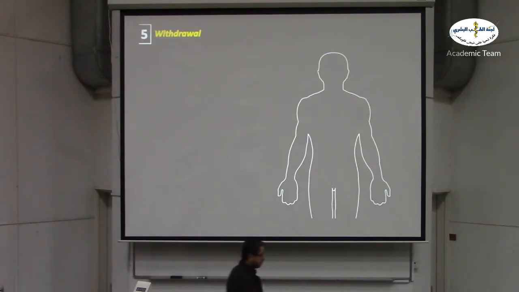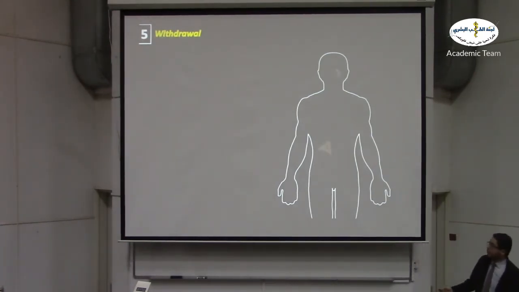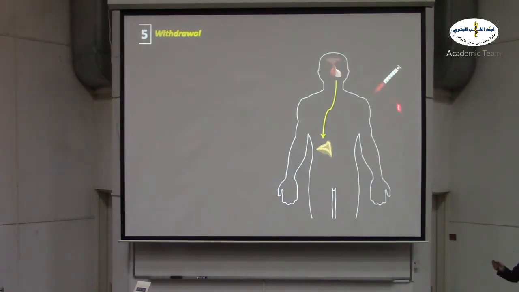Now, what is HPA axis suppression and the withdrawal of these drugs? This is shown here. You have the hypothalamic pituitary adrenal axis, then once there is secretion of ACTH, it will go to the adrenal gland to stimulate the secretion of glucocorticoids. This is the natural thing. And what if you give exogenous glucocorticoids? What's going to happen?